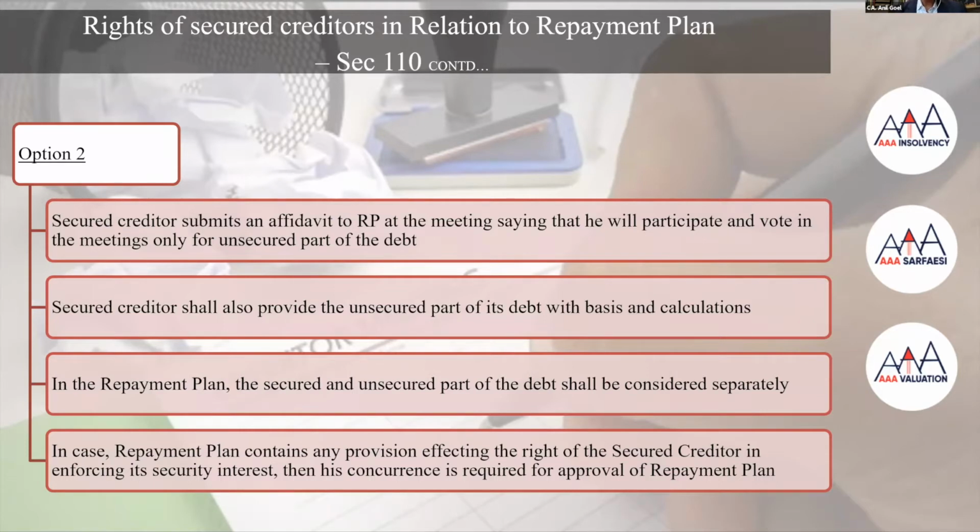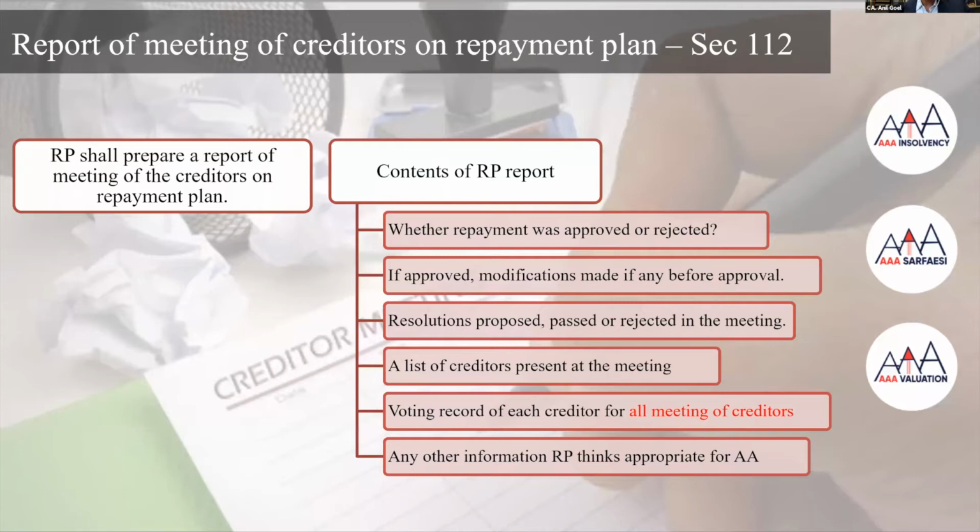Second option, only participate in the meeting for the unsecured part of the debt. The unsecured part of the debt would be calculated based on the valuation report and some other calculations which the creditor would provide to the RP. The repayment plan would consider secured and unsecured parts separately, and in case any clause of the repayment plan impacts the rights of a secured creditor, his concurrence would be required.